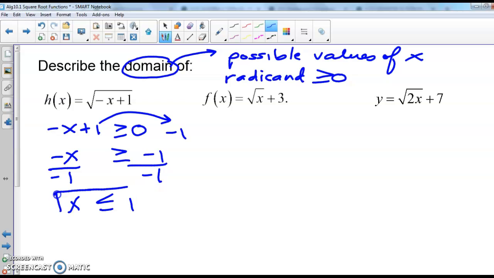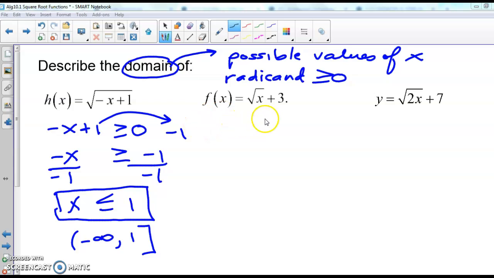So that means the domain of the first square root function, h of x, is x less than or equal to 1. In interval notation, you may also write that as negative infinity to positive 1, closed interval, so use a bracket. For the next example, there's the positive 3 added outside the radical symbol. So do you have to copy that to find the domain? No. You just have to copy the expression inside the radical sign. So x is greater than or equal to 0.